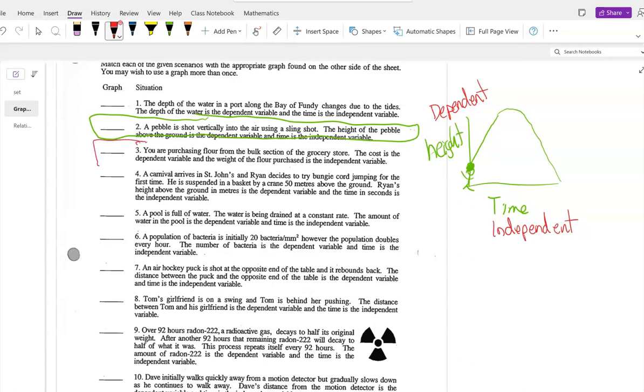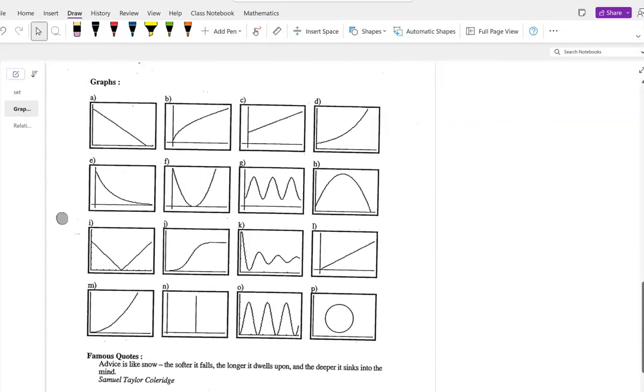It says here that you are purchasing flour from the bulk section. That means I can take as much flour as I want. I can take just a little scoop, or I can take a really big scoop. It says the cost is dependent on the weight. Okay, so let's go and look at these graphs. So this is saying that the more weight I have, the more it's going to cost. Okay, so take a look. Which one of these graphs do you think represents, right? On the bottom, we're going to have the weight, and we're going to have the cost over here. Which one looks like it could be correct?